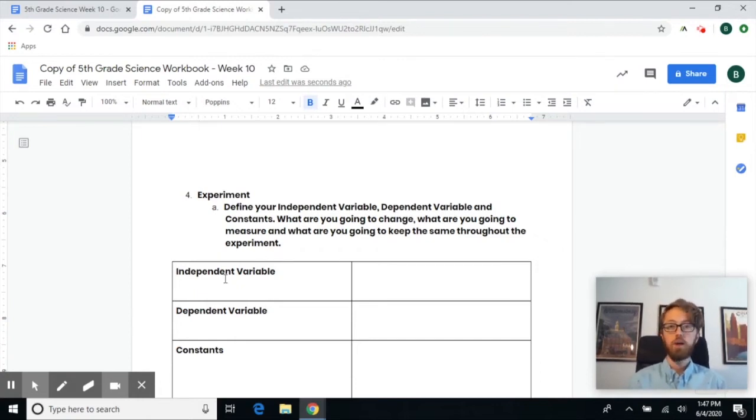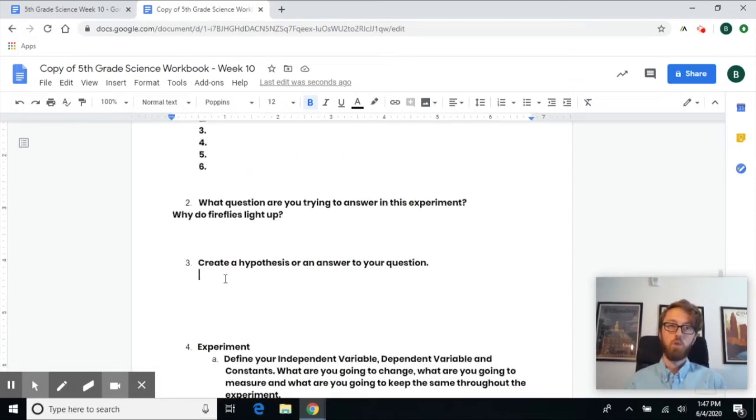What is the independent variable changing? So in our question, we're thinking about why fireflies light up. If I'm going to change the temperature of the air, or look at different air temperatures to see how the fireflies light up differently, the independent variable is going to be the air temperature, and the dependent variable is going to be the fireflies. In our if-then hypothesis, we write if the independent variable, then the dependent variable. Here's my example.